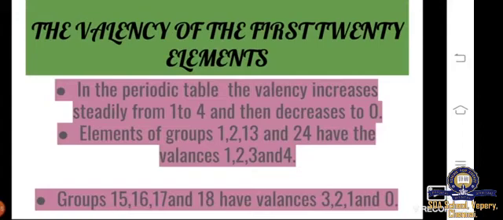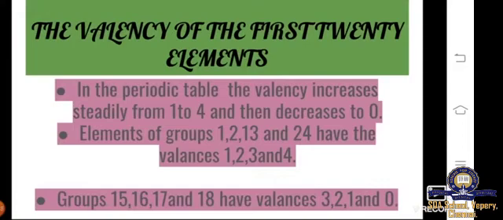decreases to 0. Elements of groups 1, 2, 13 and 14 have the valencies 1, 2, 3 and 4. Again, from 1 to 4 it is increasing, then suddenly it falls to 0. Again, when we move from 13 to 14, the valencies are increasing: 1, 2, 3 and 4. See carefully. First, when we move through the atomic numbers 1, 2, 3, 4, the valency is increasing. After that, it is decreasing.